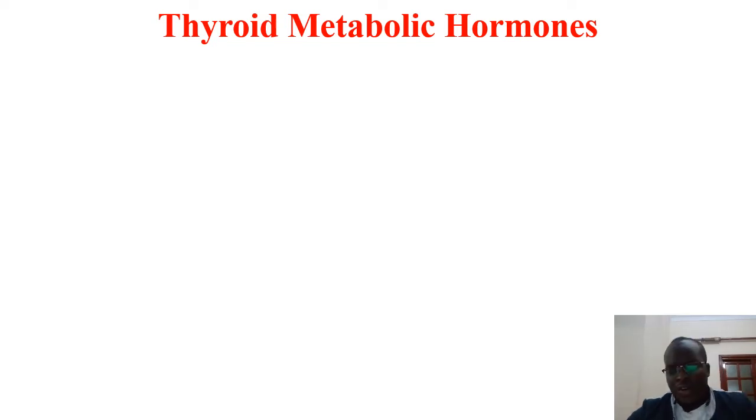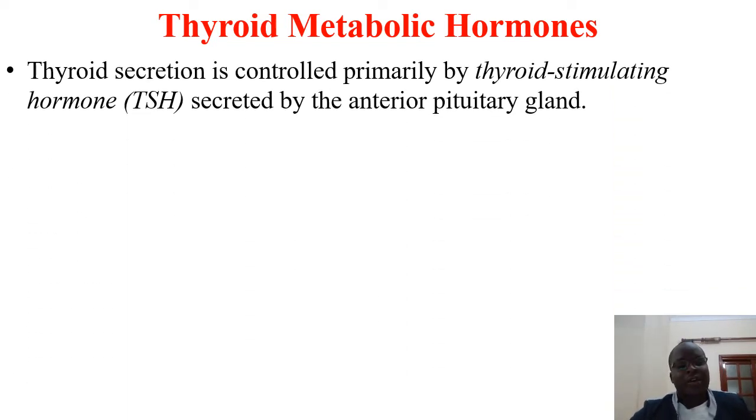The thyroid metabolic hormones, so there are two, like I said. The thyroid secretion is controlled primarily by the thyroid stimulating hormone. So we are talking of the hypothalamus pituitary gland axis. So we say that the hypothalamus, we have those nuclei, the ventral nuclei of the hypothalamus that are producing thyrotropin releasing hormone. The hormone will be transported by the portal system to the anterior pituitary gland. It will go there and stimulate the cells that are producing thyroid stimulating hormone.